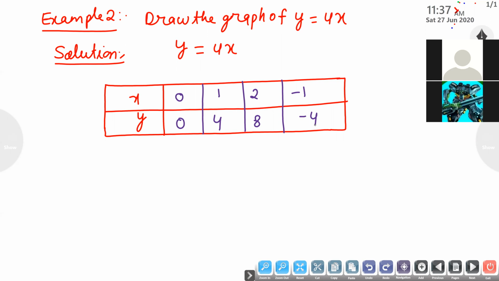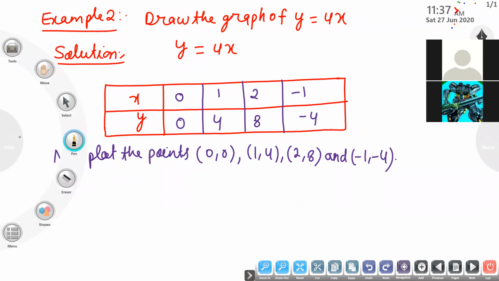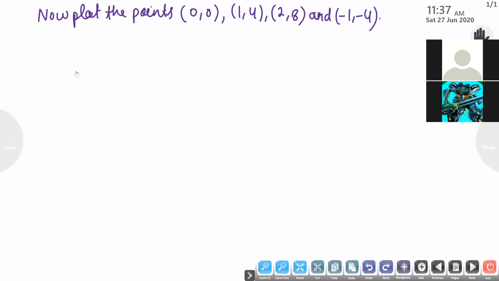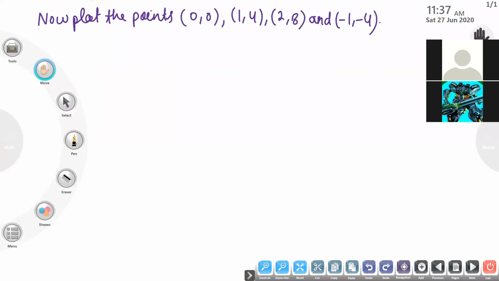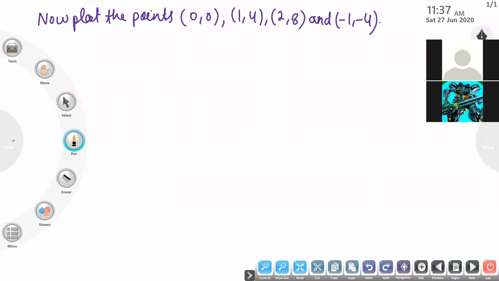Now plot the points. First point is 0, 0; 1, 4; 2, 8; and minus 1, minus 4. Now these points we want to plot on the graph paper. Now I am going to plot this graph.